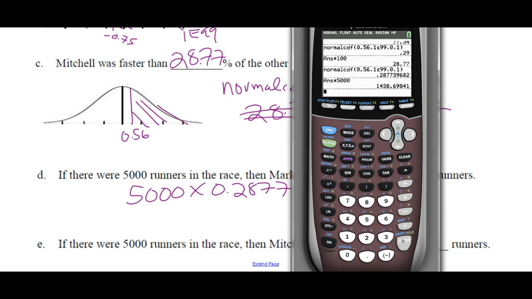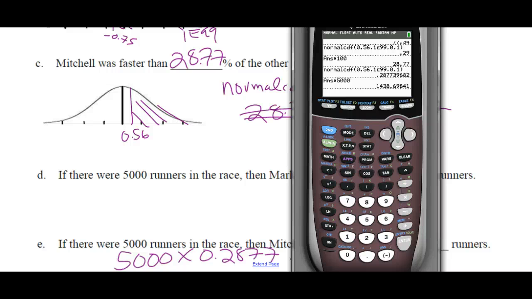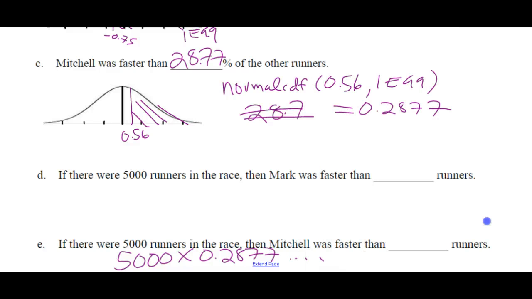Mark was faster than. Hang on, am I doing Mark or Mitchell? Oh, the 0.2877 is Mitchell, so sorry. This needs to go down here. Okay, sorry, just drag that down there. And we've got the 1438.6, so we'll call that 1,439 people. Actually, it doesn't matter what's after the decimal. If it's more than 1,438, then we're going to say it's 1,439. So regardless, if it's 1438 point anything, we go to 1439.